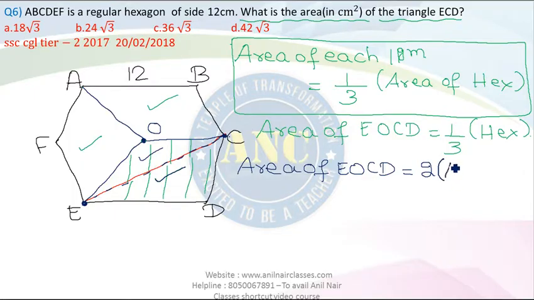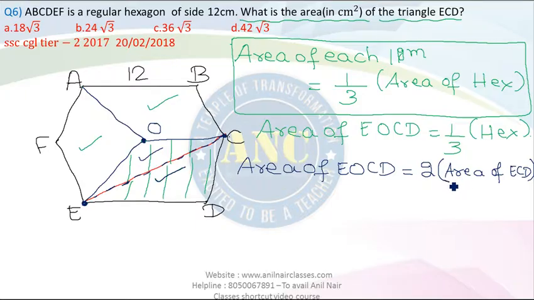Sir, why are you taking ECD? Because ECD is the question which is asked. Area of ECD and area of EOC both will be same, because the diagonal of a parallelogram will bisect the parallelogram into 2 equal triangles.